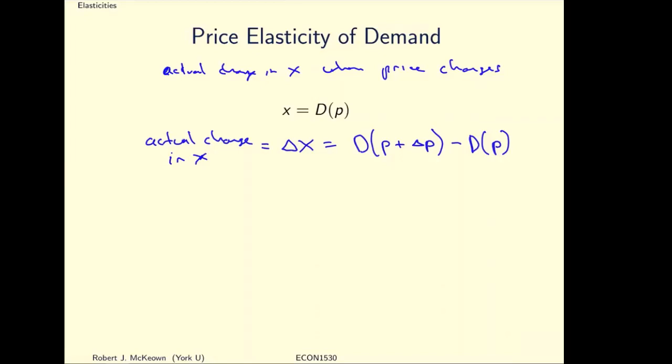And remember, we're using the same terminology as in approximations. So this is the actual change, not the approximation. Keep that in mind because we're going to use calculus in a little bit.